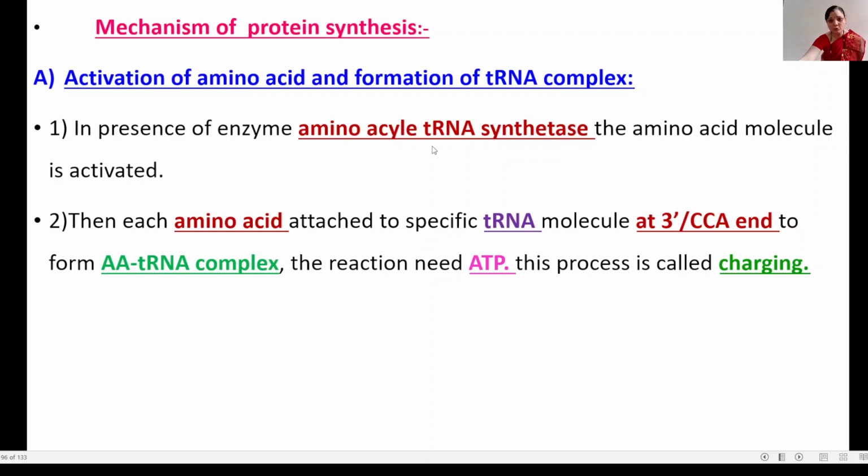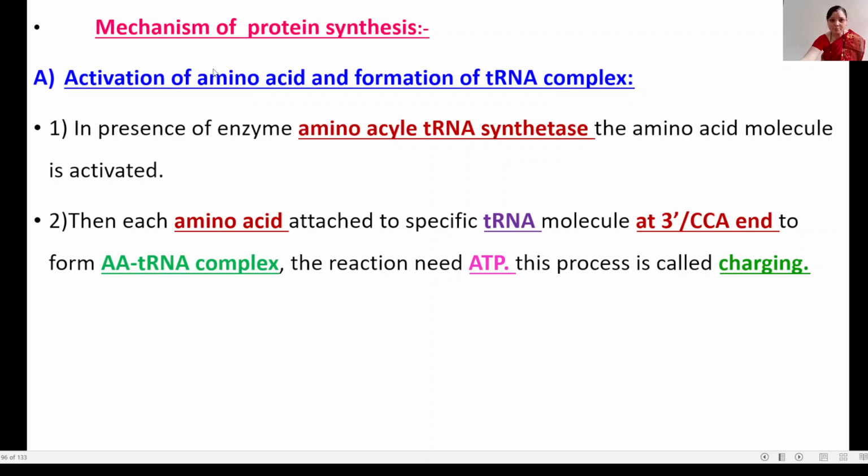aminoacyl tRNA synthetase. When the amino acid molecule is activated, each amino acid gets attached to a specific tRNA molecule at the 3' end, that is the CCA end, to form the AA tRNA complex. AA tRNA complex means aminoacyl tRNA complex and activation of amino acid.